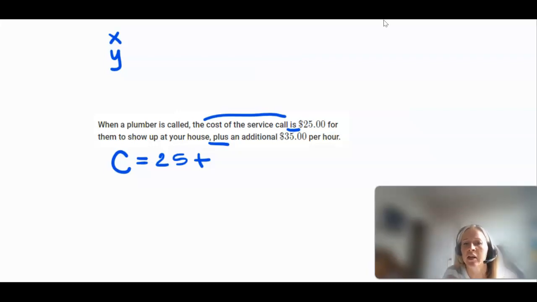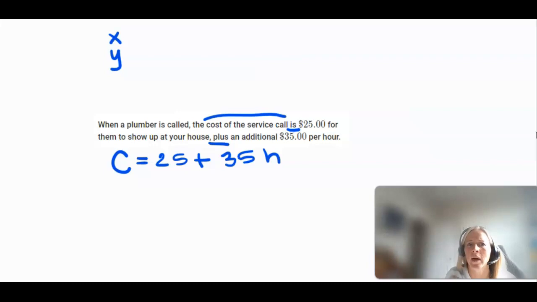Well, if we're thinking $35 per hour, what is that going to be? Is that multiplying, dividing, adding, subtracting? One way you can think about it is, what if you had them at your house for 10 hours? How would you figure out that cost? Well, we'd have to add 35 for each of those 10 hours. So really, we're multiplying. We're saying 35 times however many hours we need them. And so it'll be 35h.